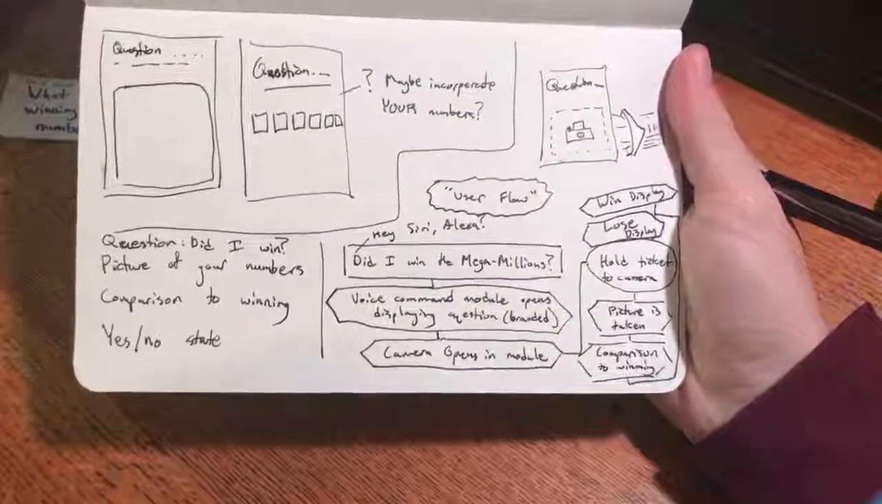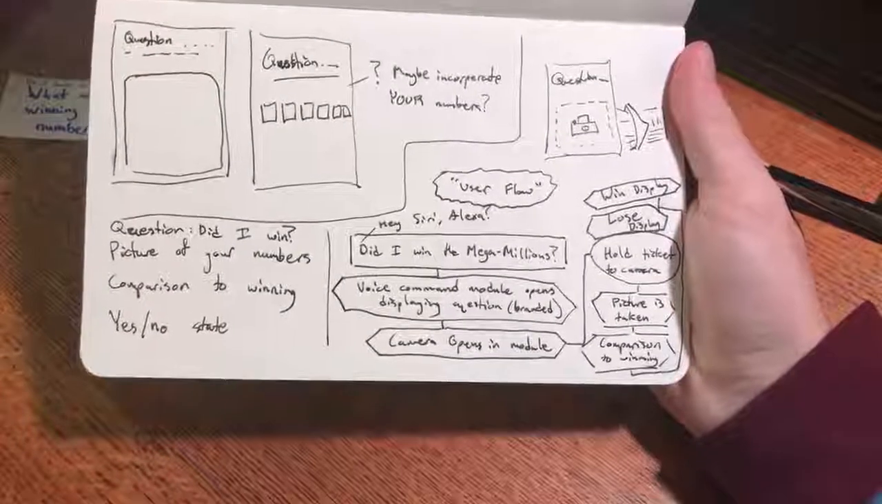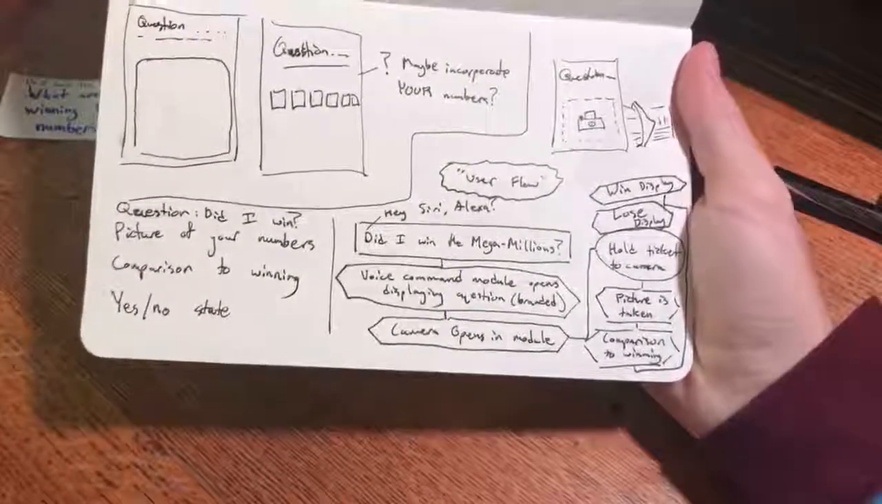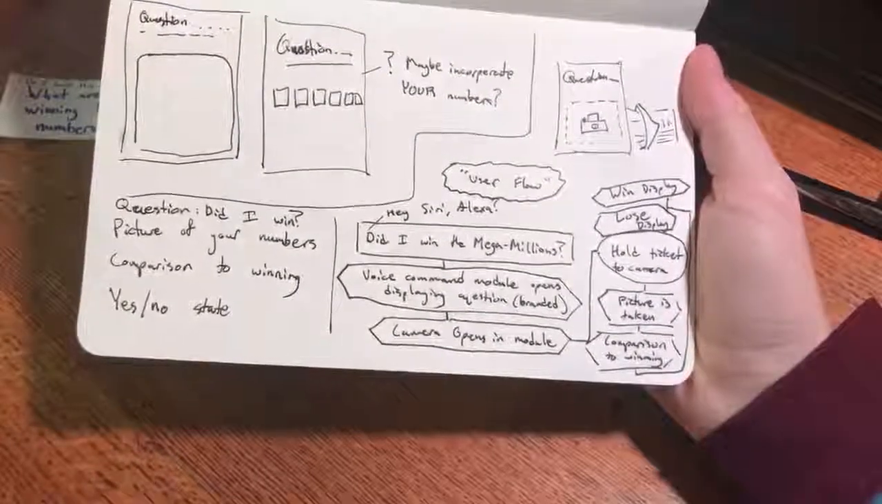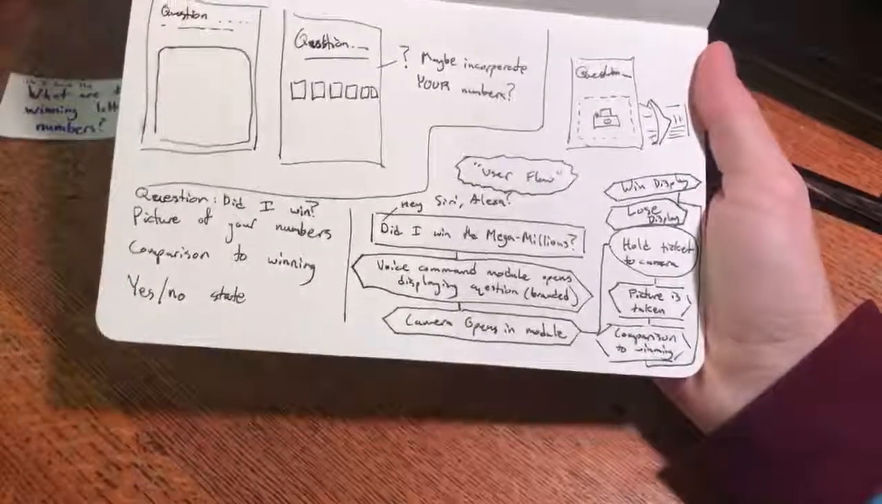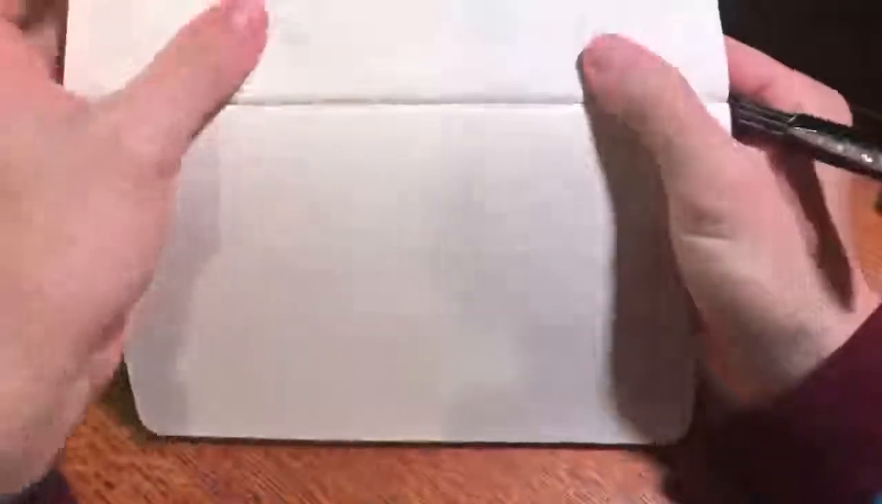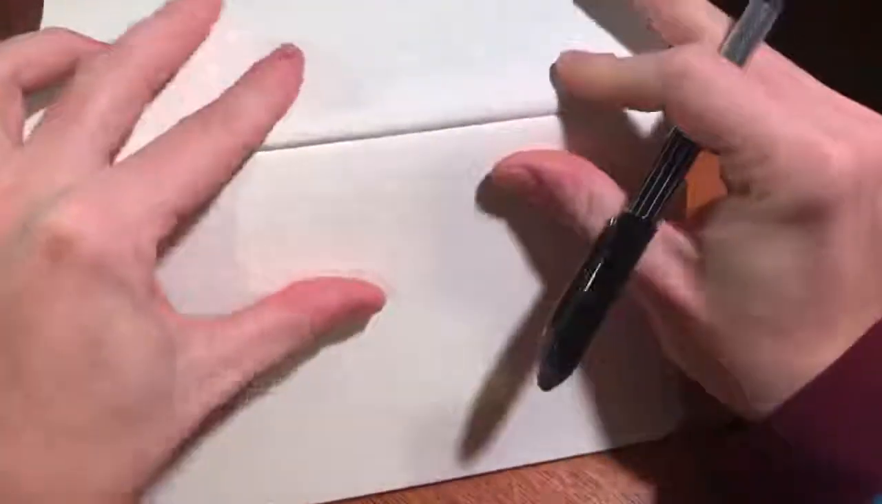The camera will open in the module. You can hold your ticket to the camera, something you do. The picture will be taken, a comparison to the winning numbers will be made, and then a display will show either you won or you lost. Hopefully you win. That'd be cool. All right, so let's get to some light sketching of that user flow.